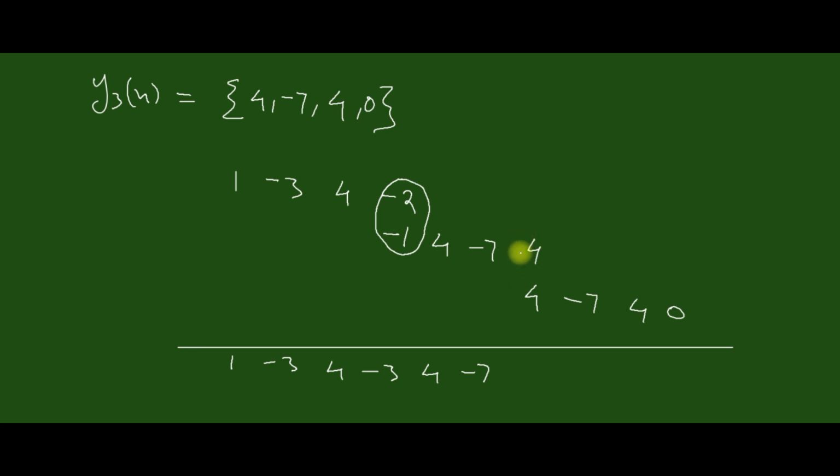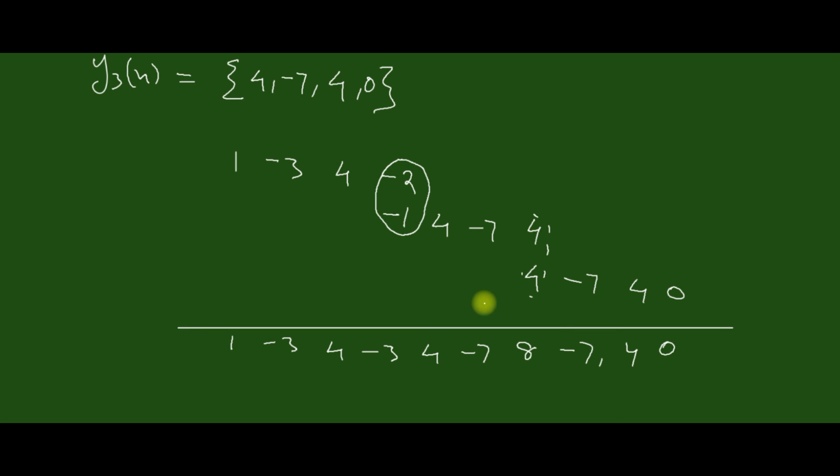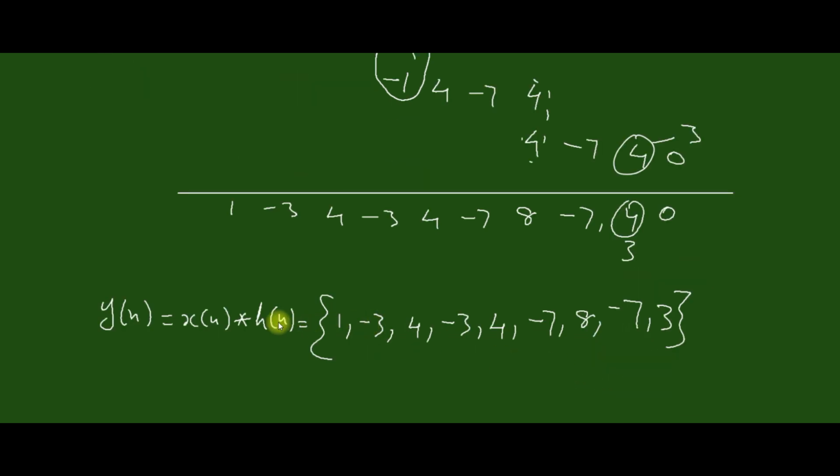Then 4 plus 4 should be added. It will be 8. This overlapping value should be added. Minus 7, 4, 0. So this is the final linear convolution of the given sequences. The result has changed. This value is actually 3, so this will be 3. The final result is y of n equal to this one. Here the last 0 will be discarded because the length of the sequence will be 9.